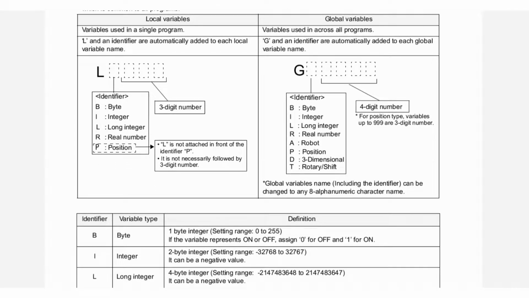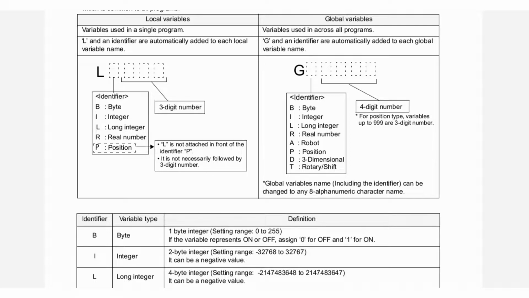Local variables are variables used in a single program. Global variables are variables used across all programs. L and an identifier are automatically added to each local variable name; G and an identifier are automatically added to each global variable name. For local variables: L, a 3-digit number. Identifier B, byte. I, integer. L, long integer. R, real number. P, position. L is not attached in front of the identifier P, and it is not necessarily followed by a 3-digit number. For global variables: G, a 4-digit number. For position type variables, numbers up to 999 are 3-digit.